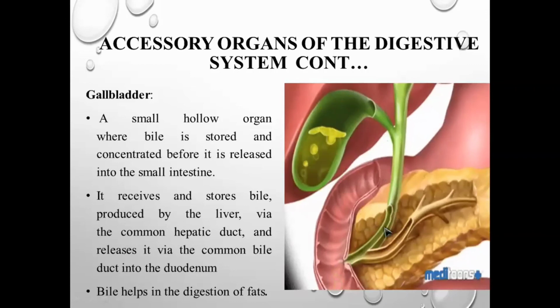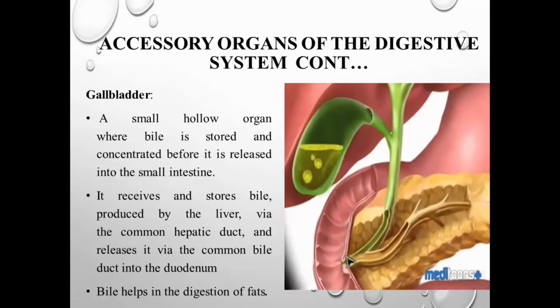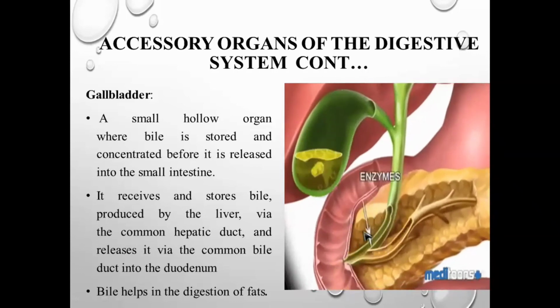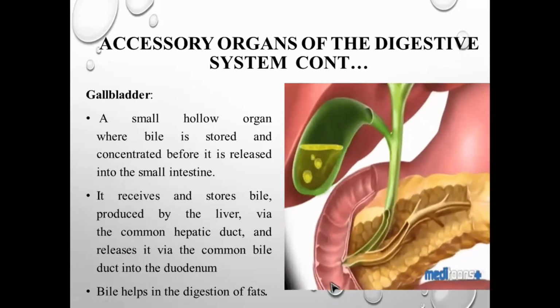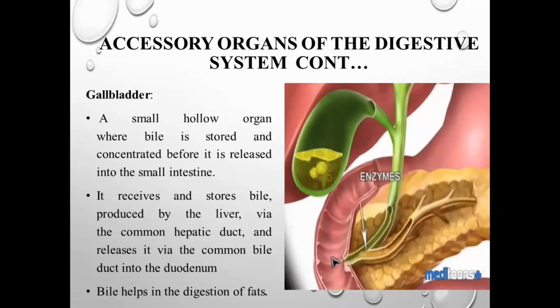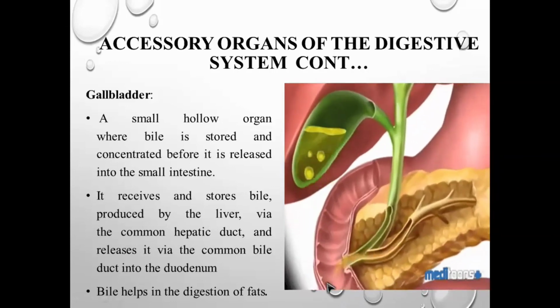You can see the opening is small, and this will be the duodenum, part of the small intestine. Here the bile is going to come and mix with the food which comes out, and emulsification of that happens in the duodenum.